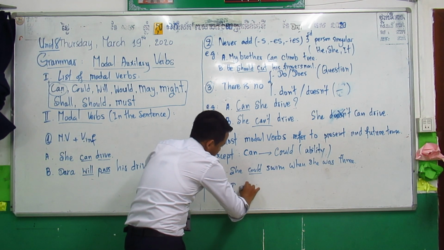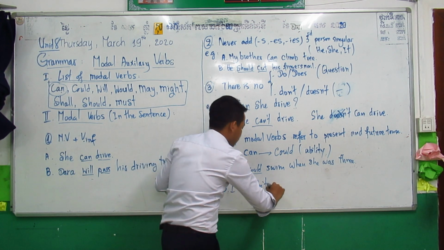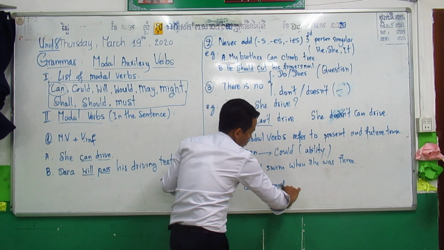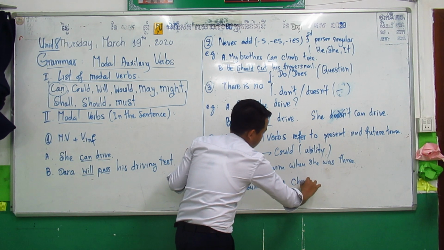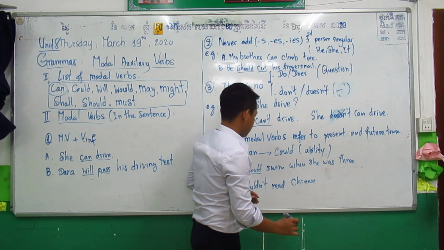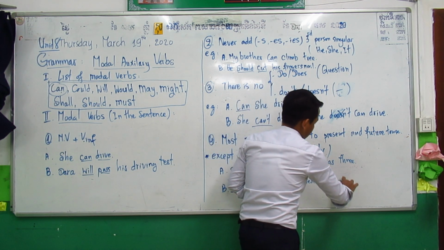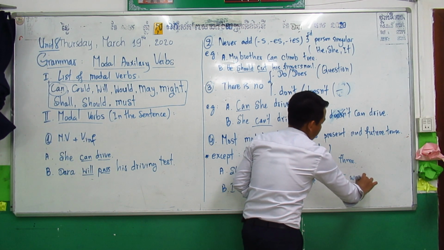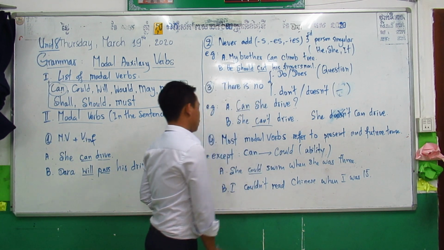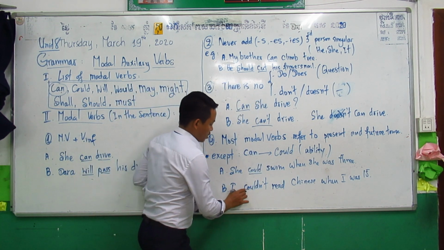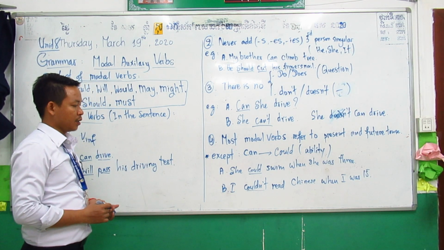I could dance. Negative: I couldn't read Chinese when I was 15. Yes, this also expresses disability. I mean, couldn't read. Okay.